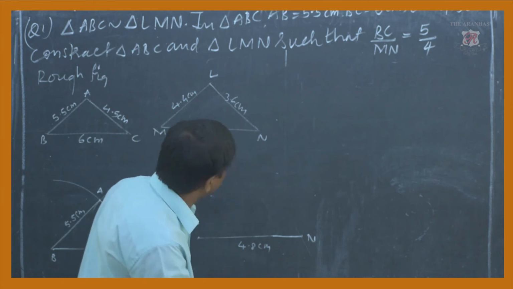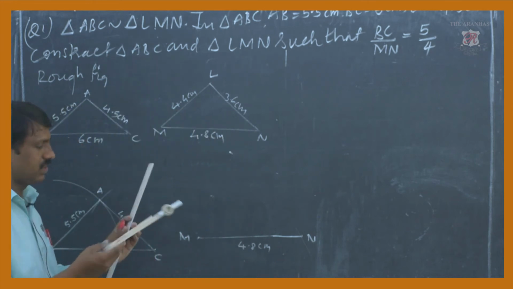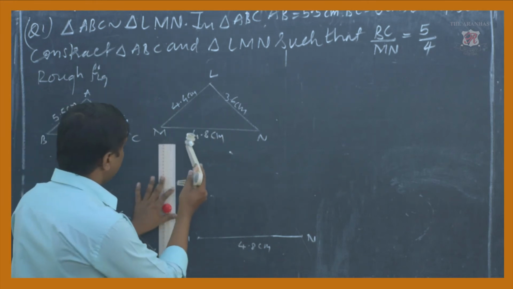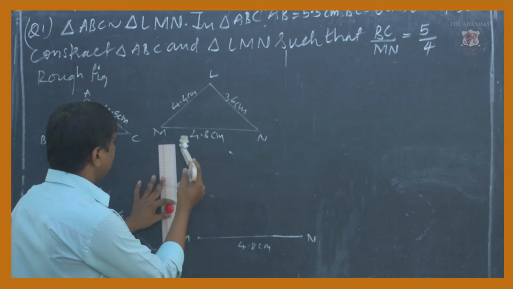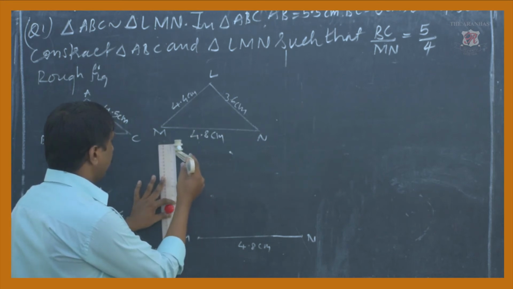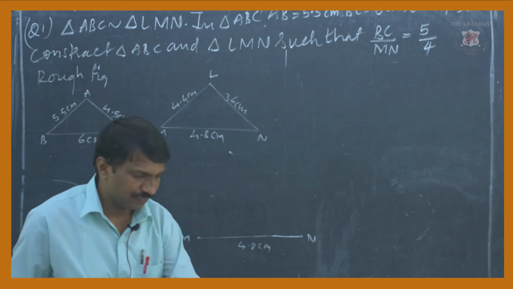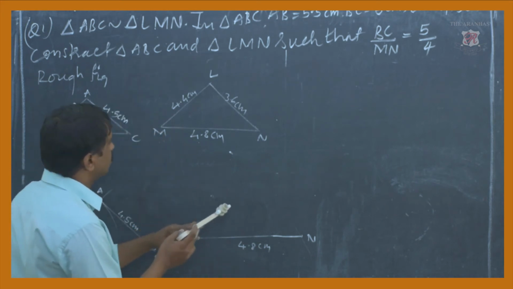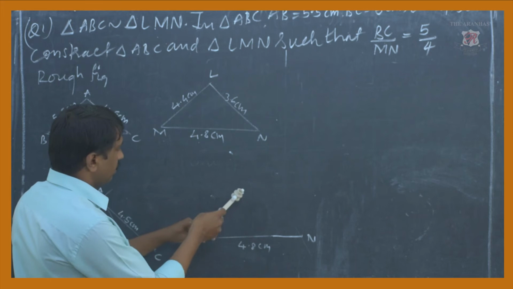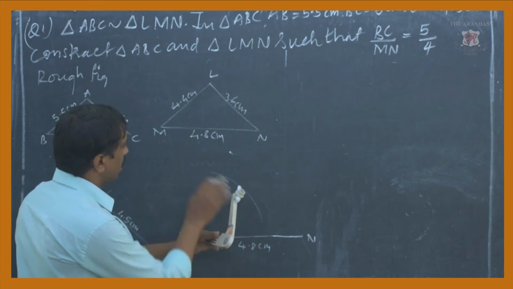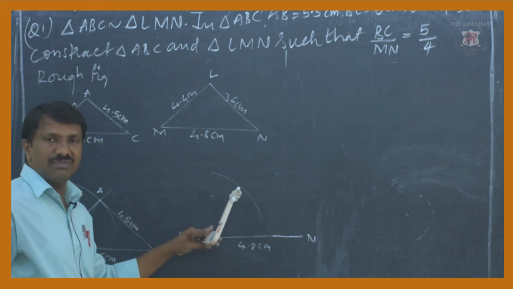So first we will construct the arc of 4.4 centimeters. Here we have the scale, and we take the distance, so we get this 4.4 centimeter. That arc has to be constructed. So let's see, this is the 4.4 centimeter arc which is constructed from M.